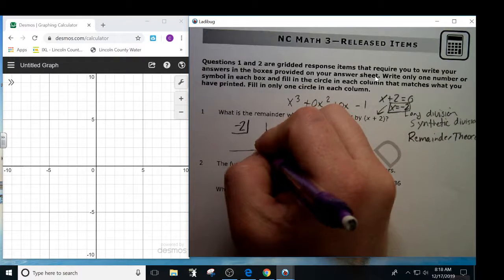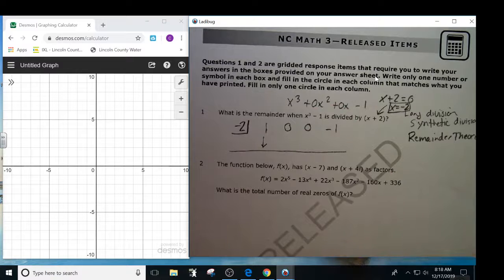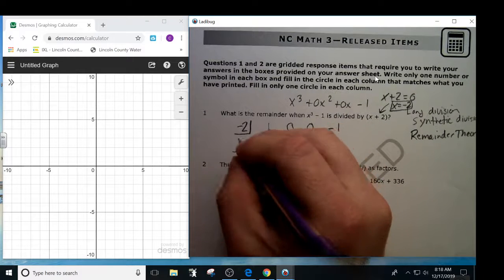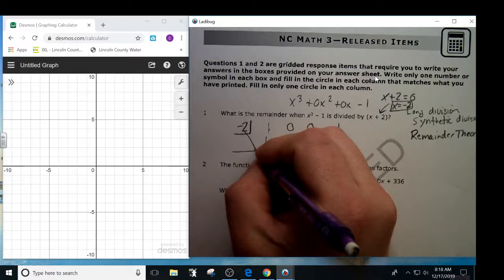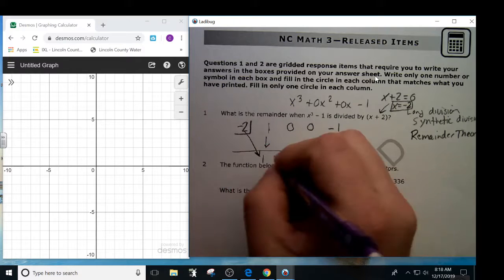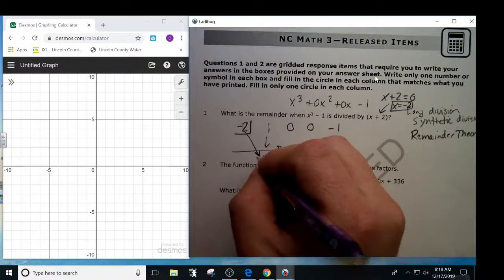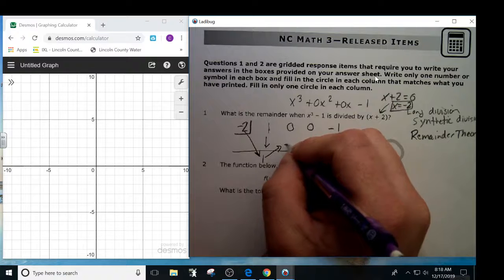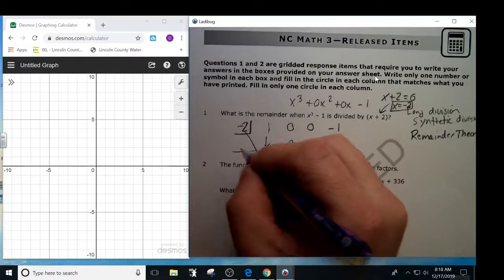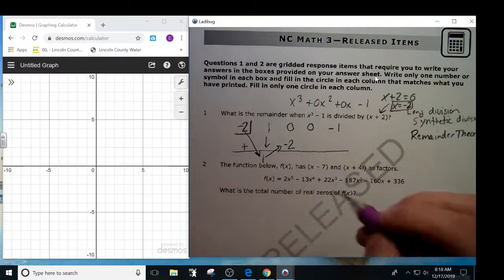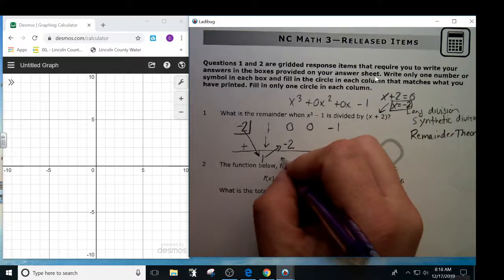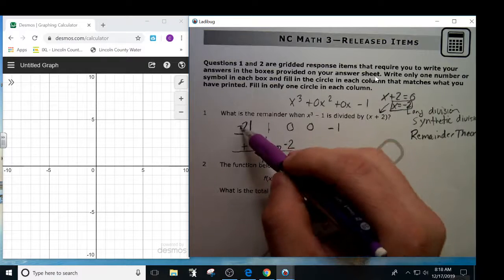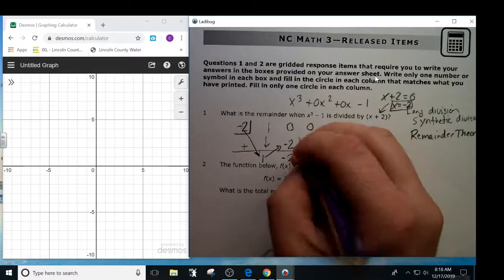Now, bring your first one down. And then what you're going to do, guys, you're going to take it and you're going to multiply that number times that number and put it here. So negative 2 times 1 is negative 2. Then you're going to add your columns, okay? 0 plus negative 2 is negative 2. Negative 2 times negative 2 is positive 4.